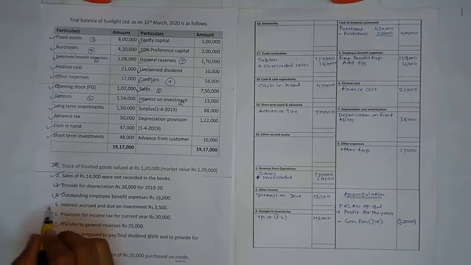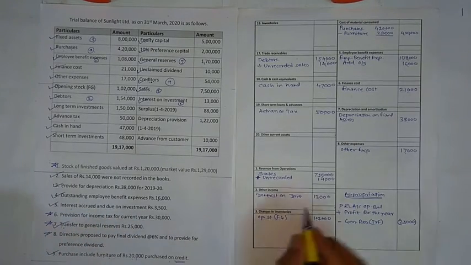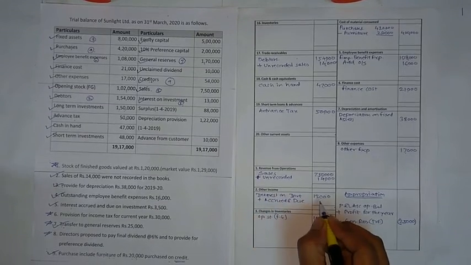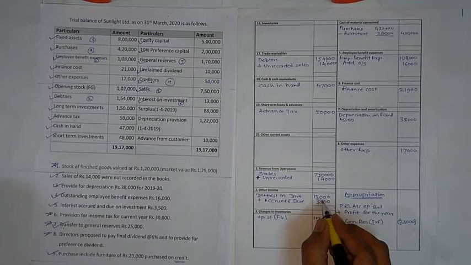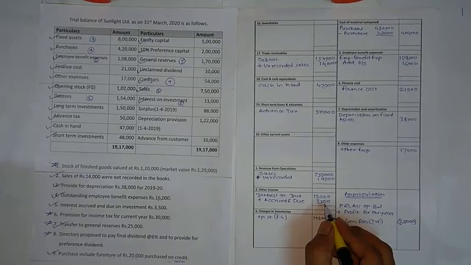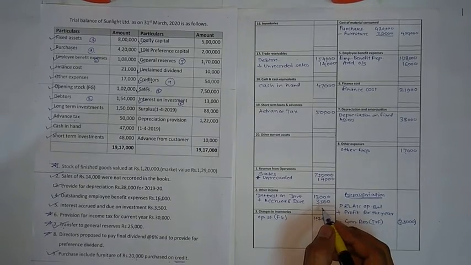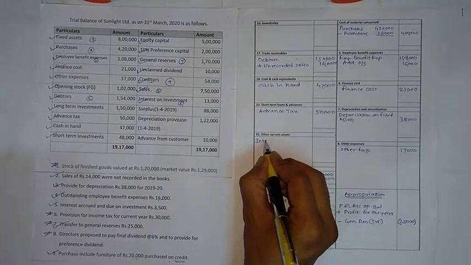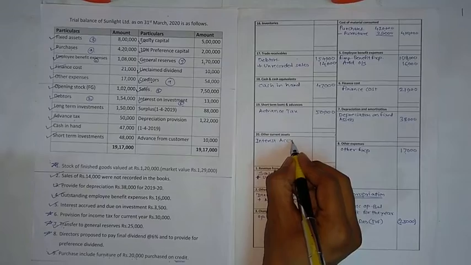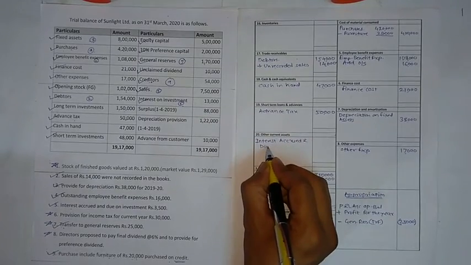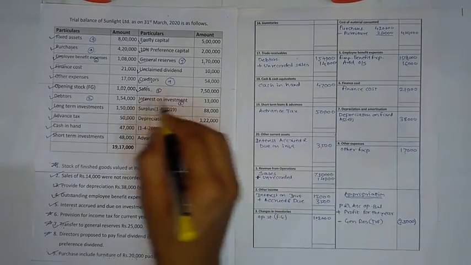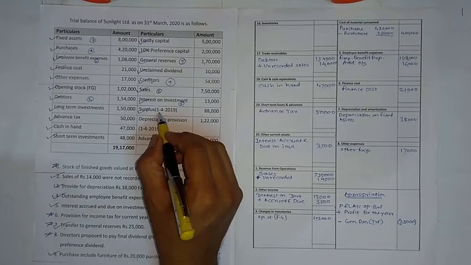And adjustment number 5, interest accrued and due 3,500. Add accrued and due, so it will be received shortly. 3,500 is our outstanding income. Normally outstanding expenses are shown as current liability. This is outstanding income, so it will be shown as our other current asset. Interest accrued and due on investment will be 3,500. This item is done.